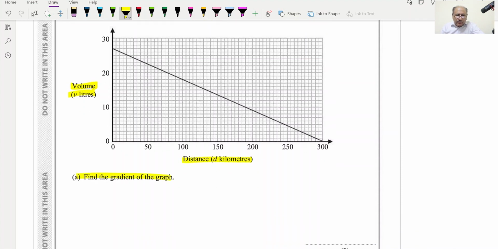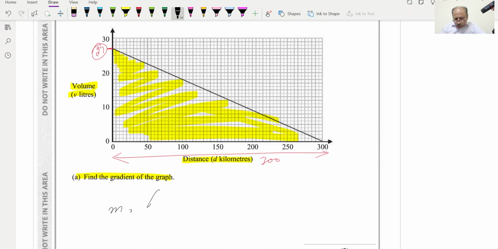So the gradient of the graph is what? Gradient of the graph is basically rise over run of this triangle we'll have to find. So rise over run will be what? Rise is on this side up to this one, which is 27, and run is 300. So this side is 300.